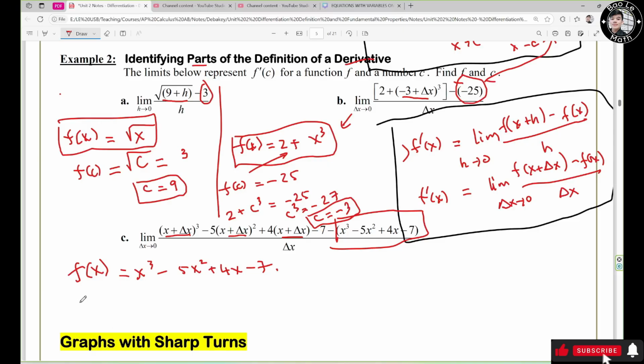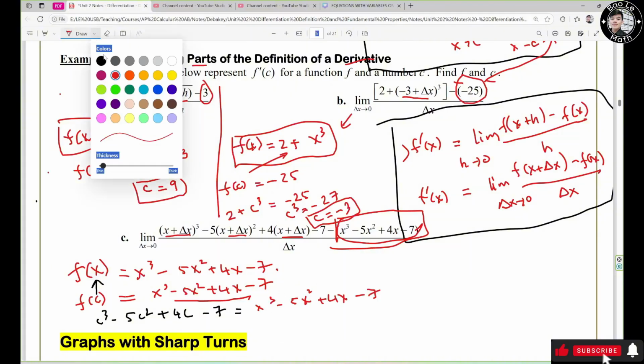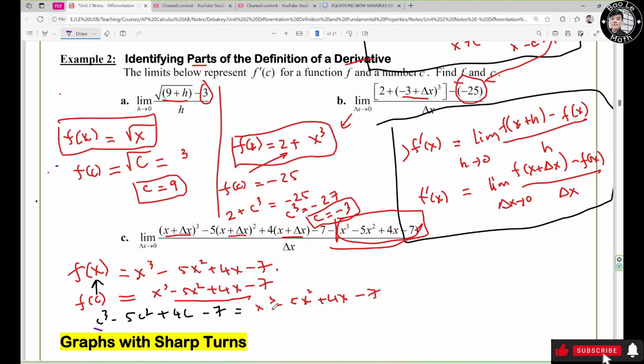Now, in order to solve for c, we have f of c equals this guy, right? Now I substitute c for s into this function. So I have c cubed minus 5c squared plus 4c minus 7 equals the same thing on both sides, right? This is c cubed, this is s cubed, negative 5c squared, negative 5s squared, 4c, 4s, and negative 7, negative 7. So I just match them up, so I have s equals c, right?